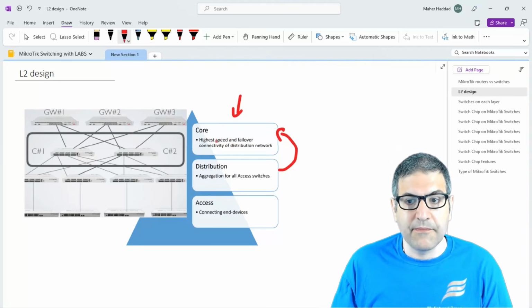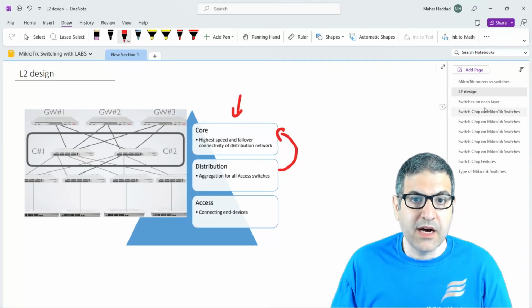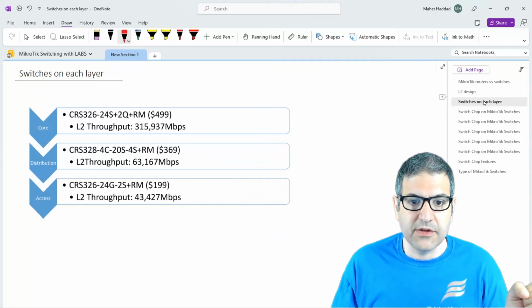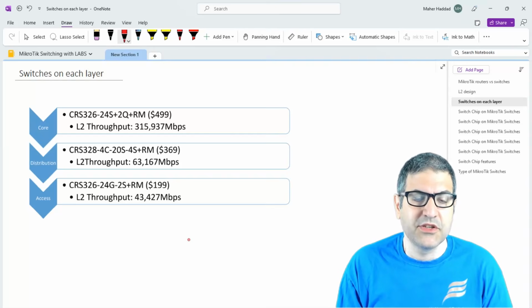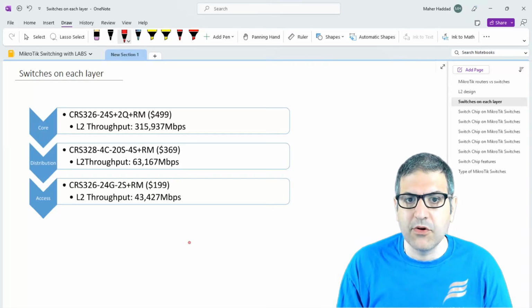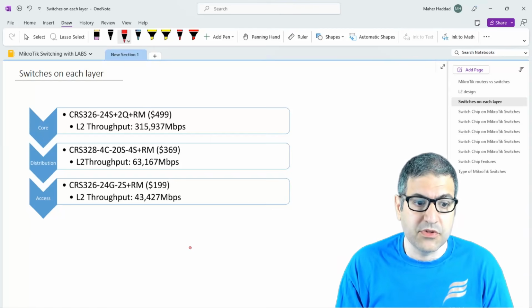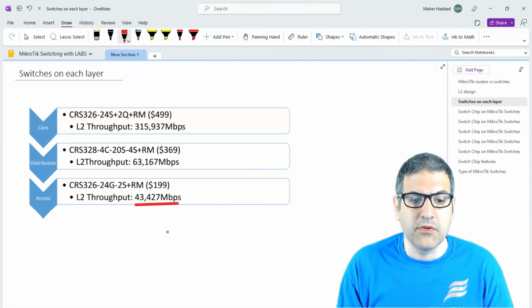Let's speak a little bit about what the switches are that you can put on each layer. Here I have made, of course, just a small example. You can also look on the MikroTik website to see maybe other switches that you would like to use. For example, if you want to use one on the access layer, you can use this switch, CRS326. It gives you that much layer 2 speed or throughput. So that's 43 megabit per second.